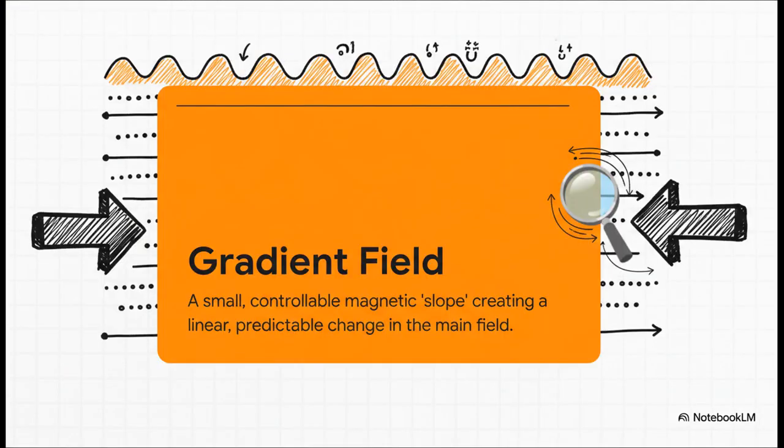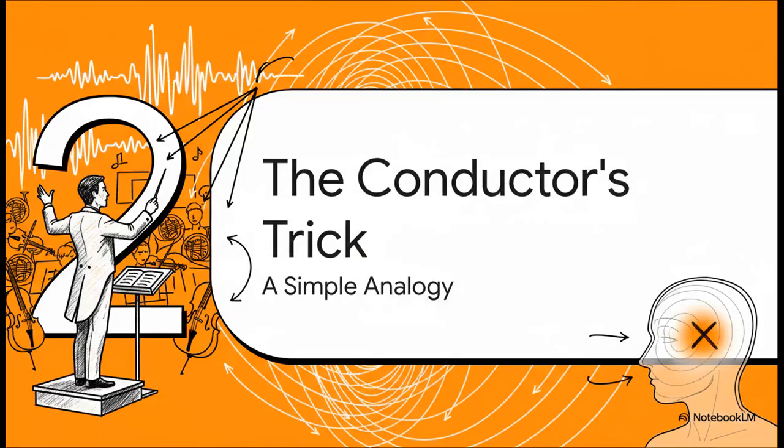Well, they came up with this incredibly clever solution using something called a gradient field. It's essentially a small, precisely controlled magnetic slope that gets layered right on top of the main, powerful magnetic field. And what this slope does is make the total magnetic field strength change in a perfectly linear, predictable way across the body.